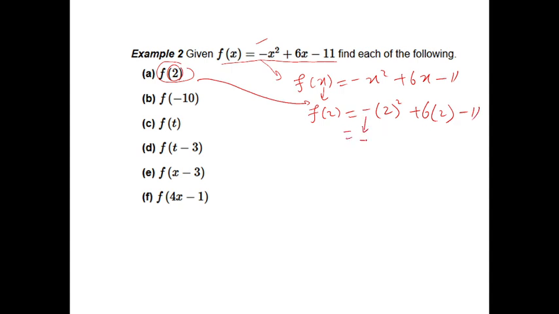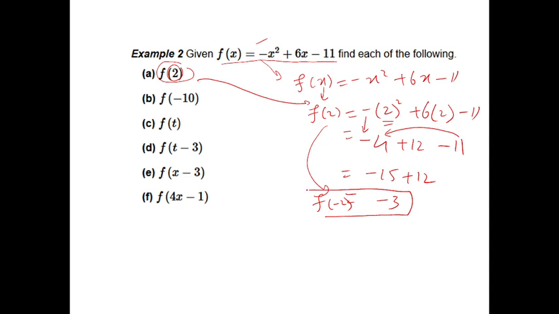Minus will be as it is, and 2 power 2 means 2 2s are 4, 6 2s are 12, minus 11. So minus 11 and minus 4 become minus 15, plus 12. Minus 15 plus 12 will give you minus 3. So the value of f of 2 is minus 3.